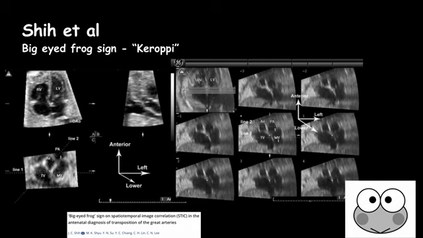If you see the STIC image on the left side, it shows the normal arrangement of the pulmonary artery, which is to the left side and anterior, followed by the aorta, which is slightly to the right and posterior to the pulmonary artery. This is the normal arrangement in a normal fetal echocardiography. Now if you see the image on the right side, we can see that both the great vessels are in a side-by-side arrangement. This is also one of the clues.